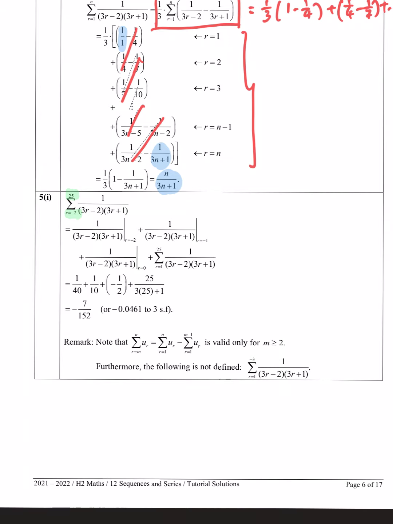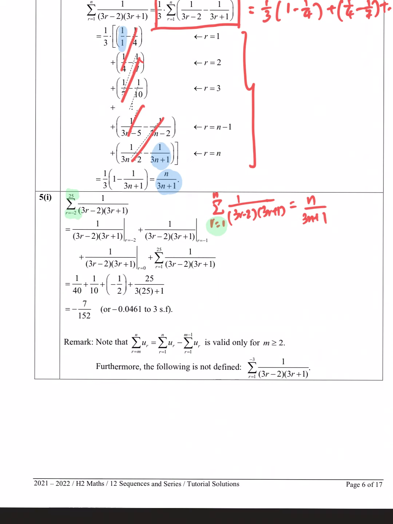Because in my previous question, I have evaluated the sum from r equals 1 to n of 1 over (3r minus 2)(3r plus 1), which is equal to n over 3n plus 1. So you see that our sum begins with r equals 1. We can't directly plug in and use this expression.